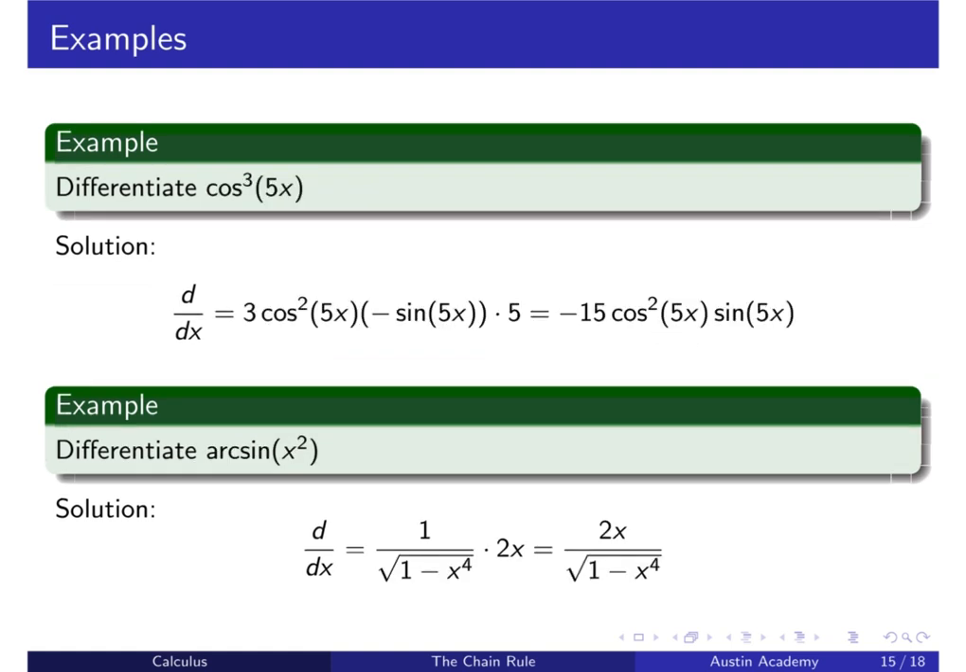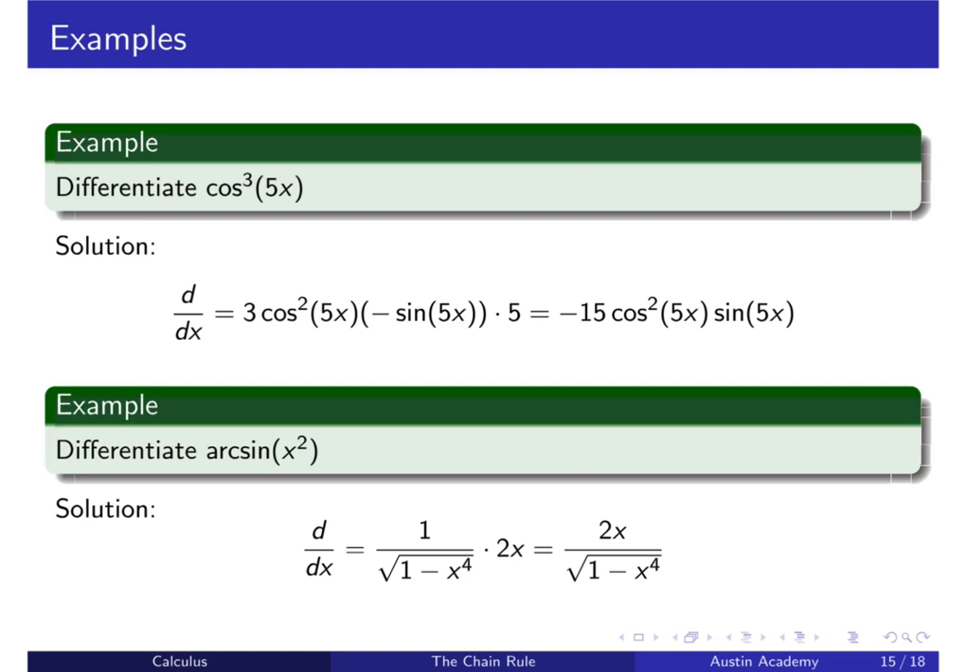Example 12. Differentiate. Cosine cubed of 5x. Use the chain rule. 3 times cosine squared of 5x times negative sine of 5x times 5. Final answer. Negative 15 cosine squared of 5x, sine of 5x.